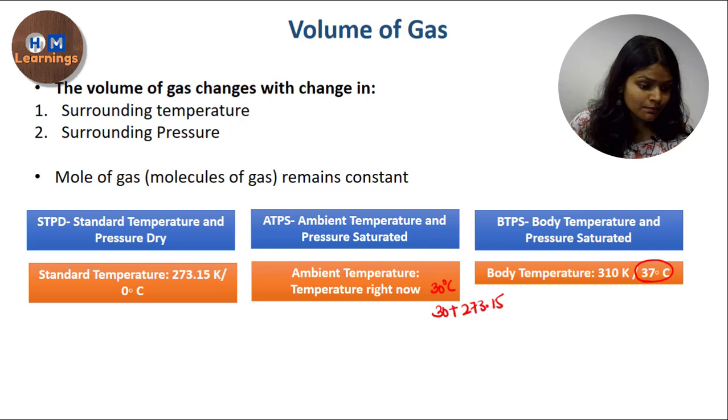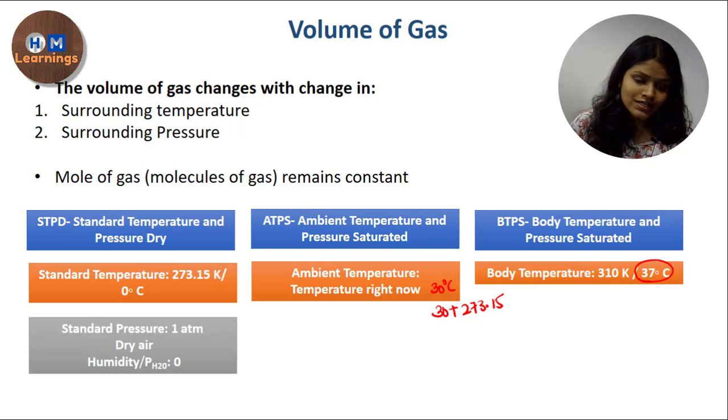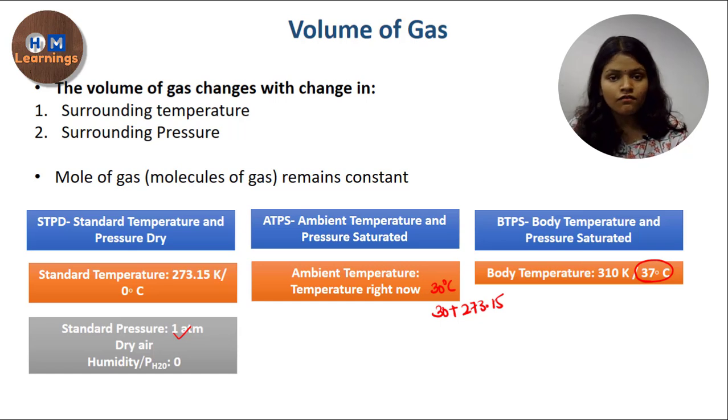Now, what is this pressure dry? The pressure at standard temperature, STPD, is 1 atmosphere, and it is dry air. What does dry air mean? We know that air is a mixture of different gases, including oxygen, nitrogen, and other gases. Likewise, it is possible that water is also present in the form of water vapor in the gas, and this makes your air humid.